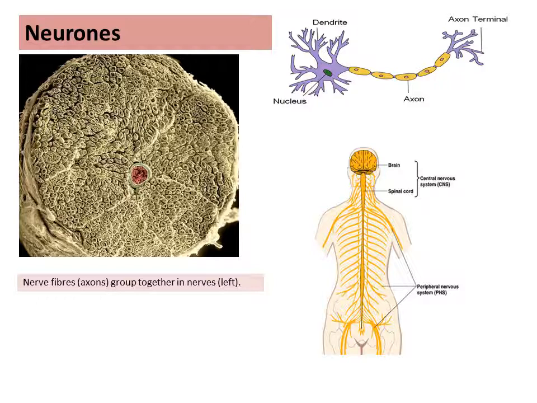We've got a lovely picture there on the left showing a nerve fibre, and what you can see is that we've got many axons grouped together in that nerve. In the middle you've got a blood supply, but you've also got lots and lots of these axons all grouped together in this nerve fibre.